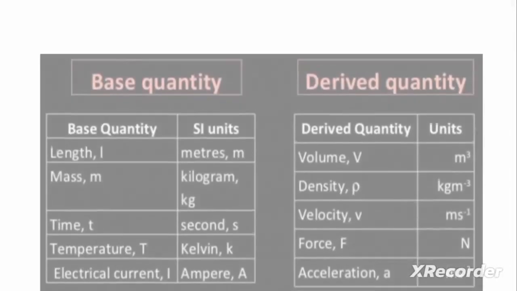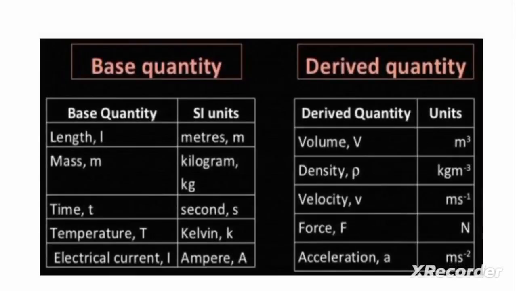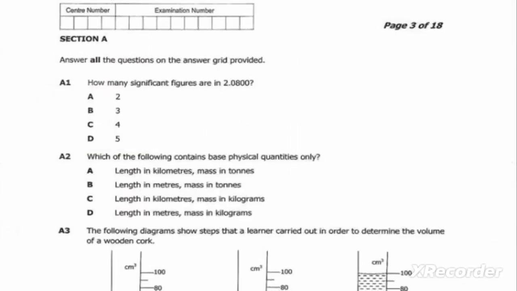Now they want us to give the list with only base quantities. Here we have the list of base quantities: length, mass, time, temperature, electrical current. We can see that they only have one unit each. So therefore our correct answer here is D. Length is measured in meters and mass is measured in kilograms. So what is wrong with A?